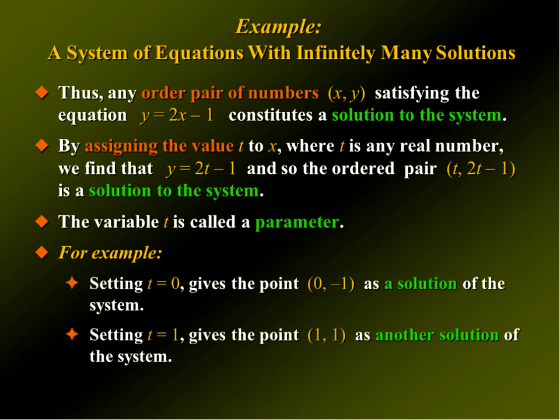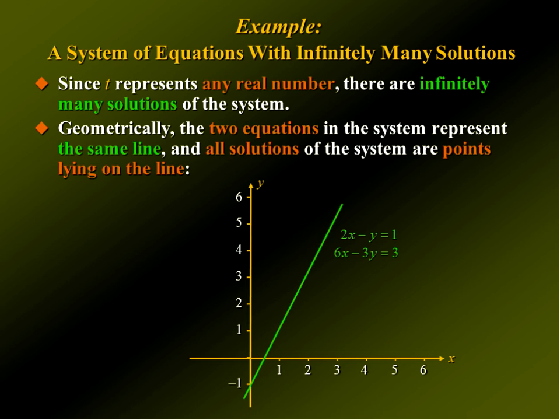By assigning the value t to x, where t is any real number, we find y equals 2t minus 1, and so the ordered pair (t, 2t minus 1) is also a solution. There are many other ways to find solutions.